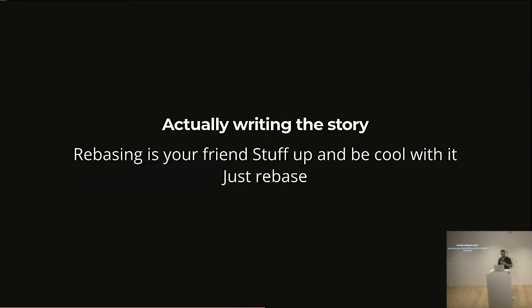So, actually writing the story. The story is pretty much written by rebasing your commits and sculpting your commits via a rebase. So whenever a problem happens, it's fine. You can usually rebase your way out of trouble, or in very dire circumstances, you can use Git bisect and recover anything that's been deleted.